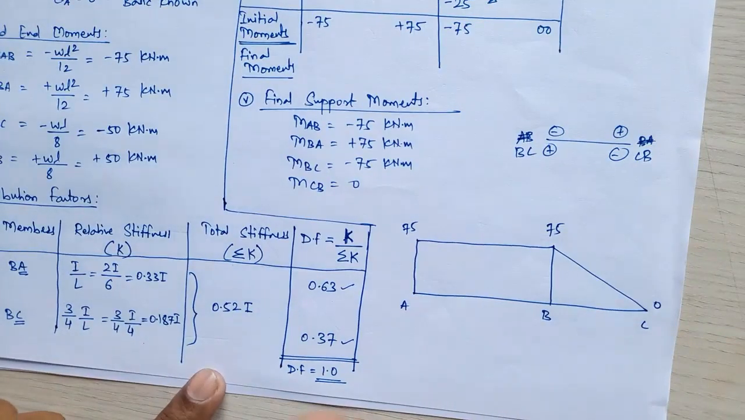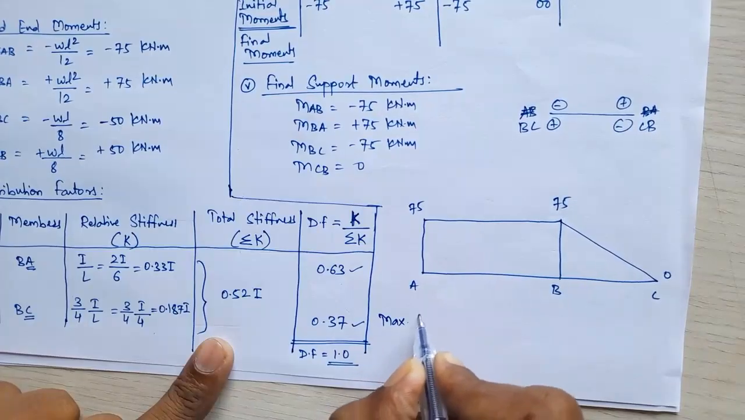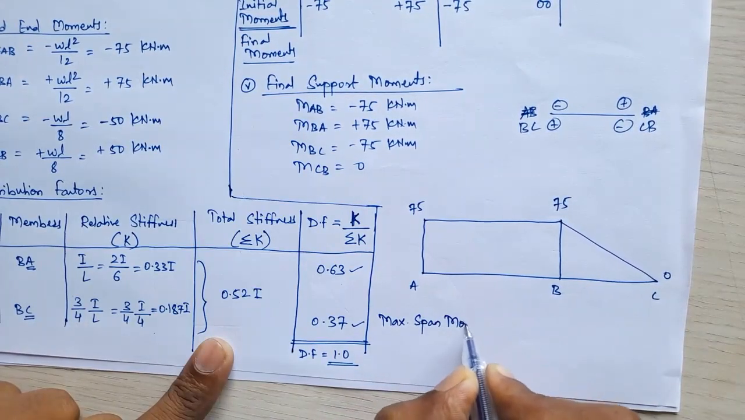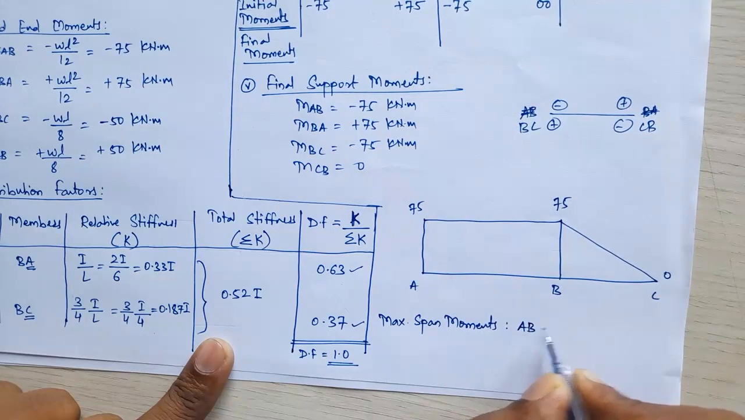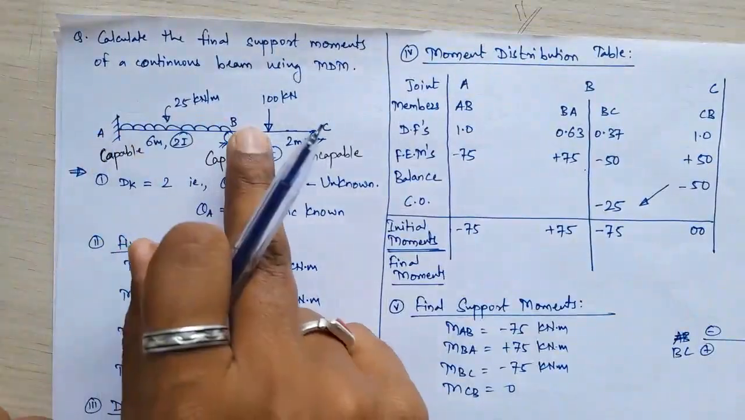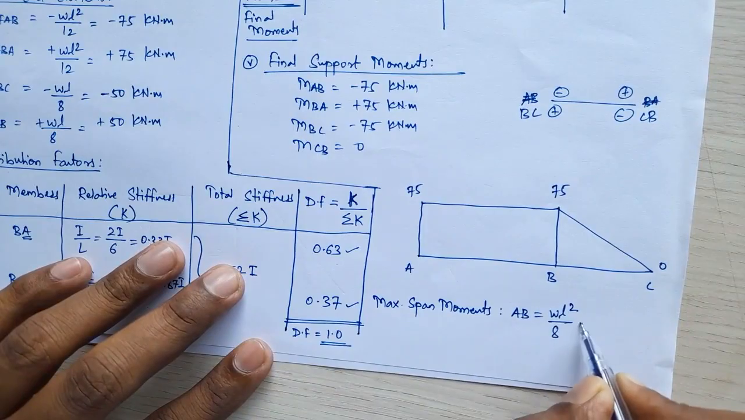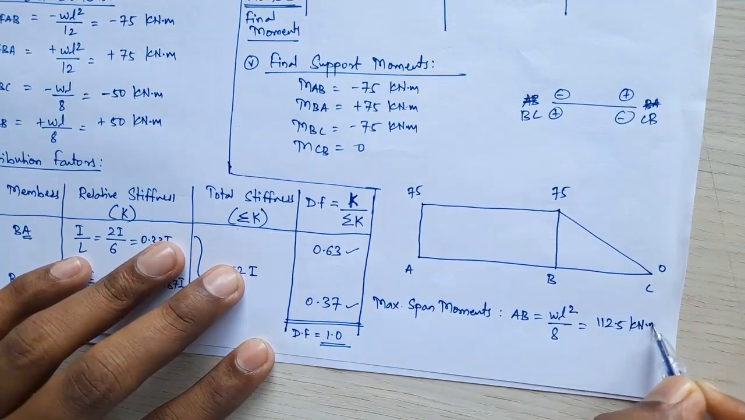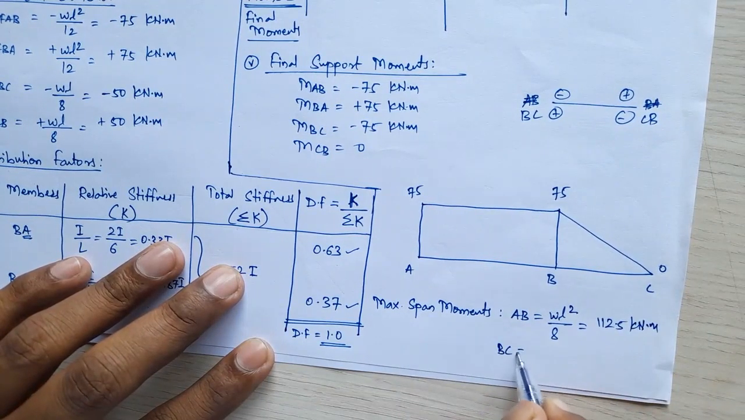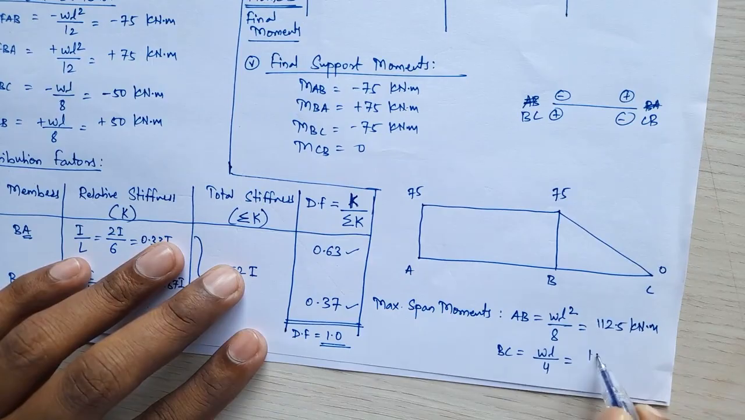What is remaining, you have to plot the span moments over there. Okay, so we will calculate the maximum span moments. For first span we will calculate for AB. In AB, UDL is given, so maximum span moment for UDL comes equal to WL square divided by 8. If you calculate this, you will get that as 112.5 kilonewton meter. And secondly for BC you will get WL by 4, so that comes equal to 100 into 4 by 4, so you will get 100.